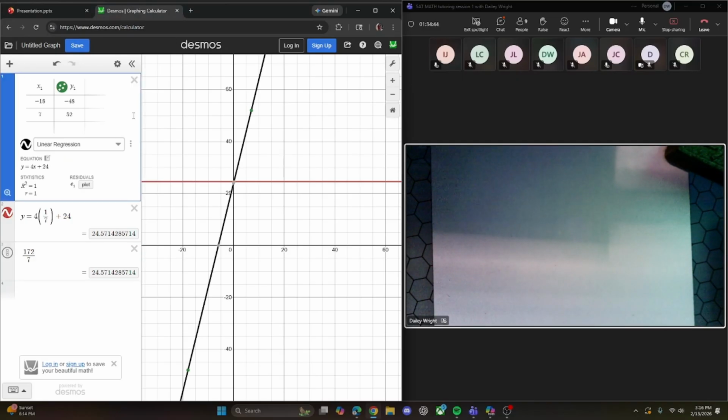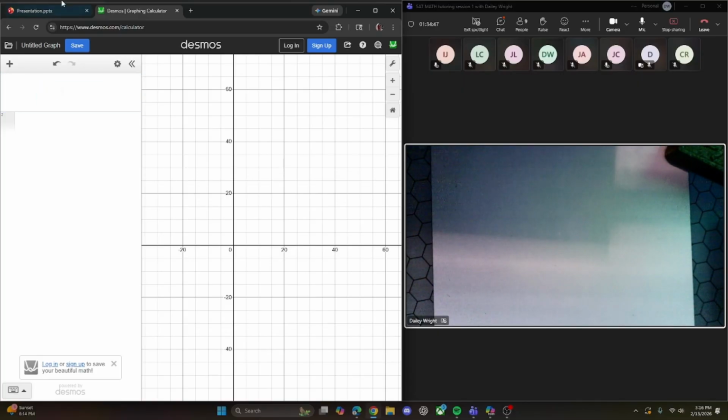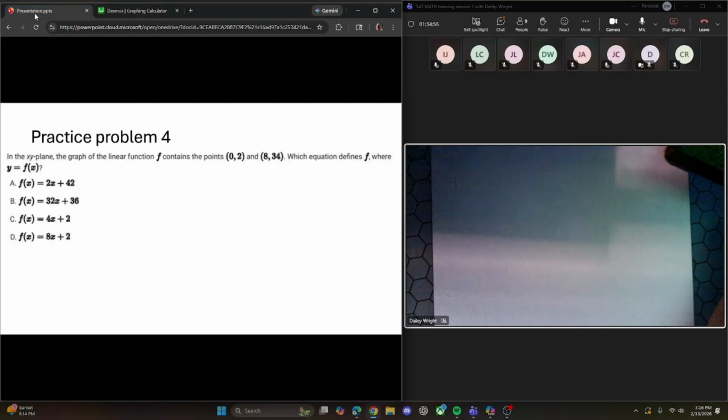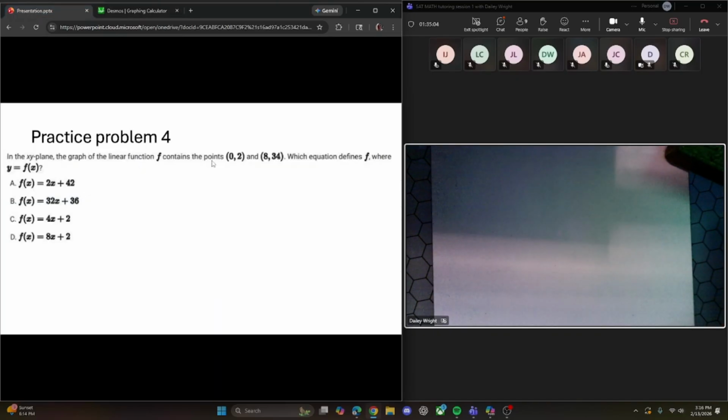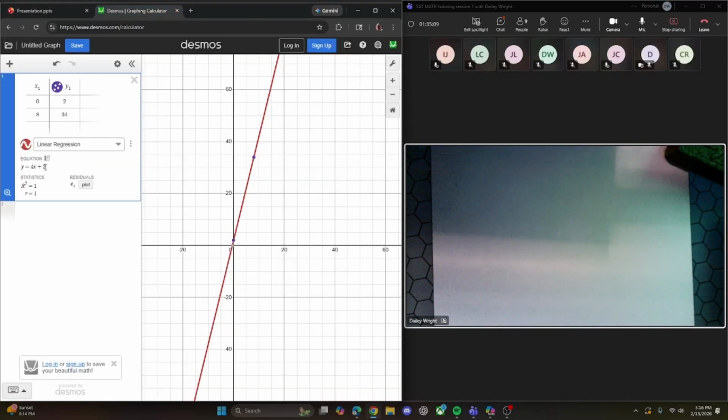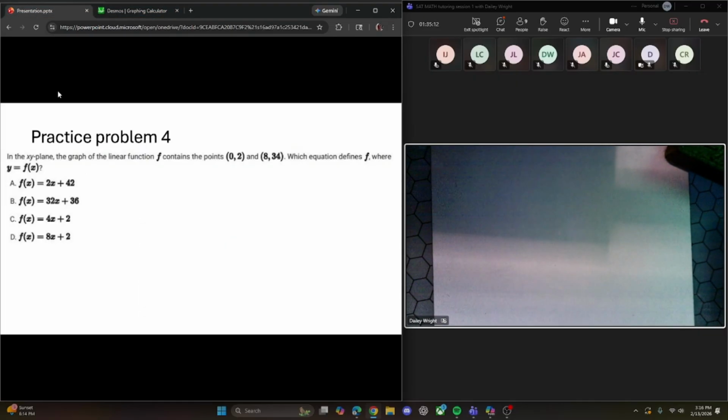So we can use this as a table. The first point is (0, 2). The second point is (8, 34). So we have these two, add a regression. It says it's a linear function. That's how we know to use linear regression again. So y is going to equal 4x plus 2. They exchange y for f of x. They say y equals f of x right here. So f of x equals 4x plus 2. Your answer would be D. Or C, sorry.